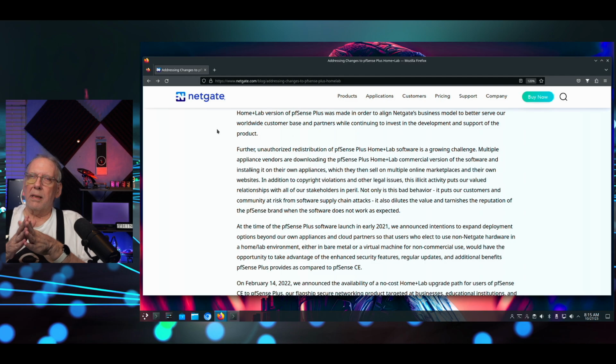So let's drop back here to this. So why are they doing this? The reason they're doing it is, according to the blog post here, they had run into some situations where companies that were marketing hardware separately, they aren't marketing the Netgate versions of the hardware or appliance, and they were basically furnishing the hardware, and then they would go and download pfSense Plus, put a license on it, install it, and then sell it. Well, that's illegal. According to the license for pfSense Plus, you can't do this for commercial use. It's only for non-commercial use. And yeah, so that would be a copyright violation.